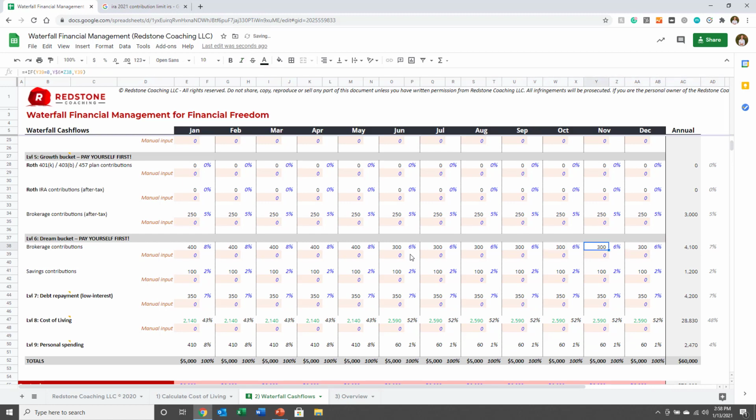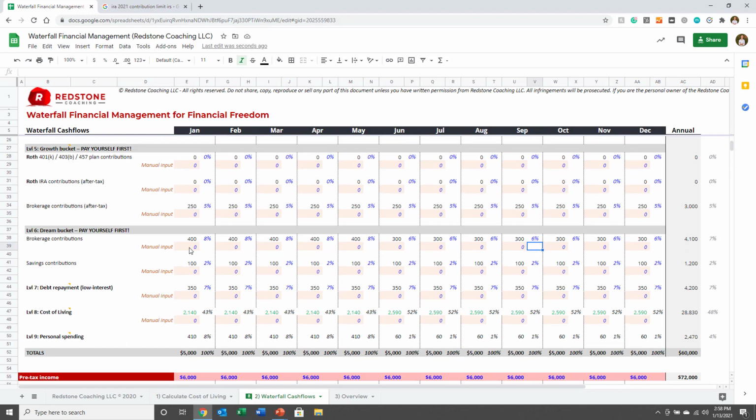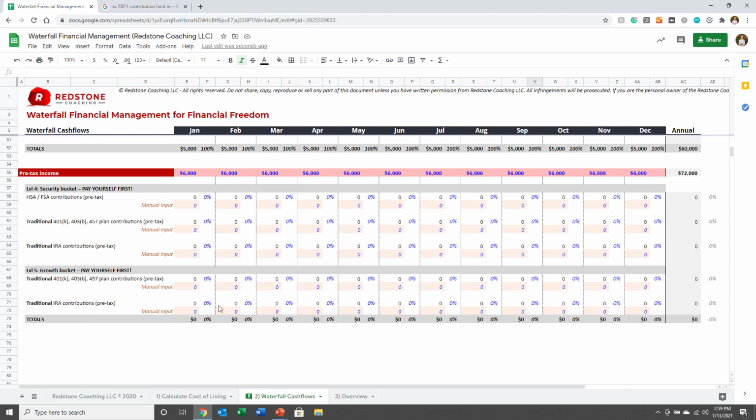Okay. So I hope you're seeing how easy this is to manipulate and change and to easily reflect and plan your personal finances for all the different levels of your waterfall. Now, this bottom part here, this is if you're going to be using a pre-tax tax advantaged account.